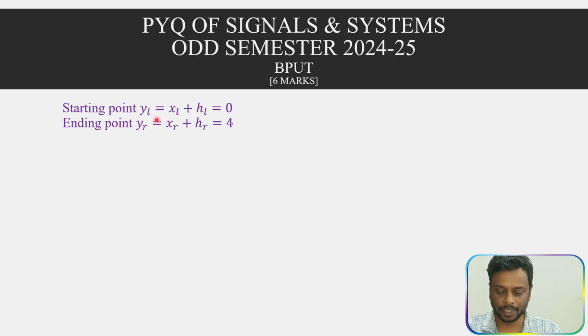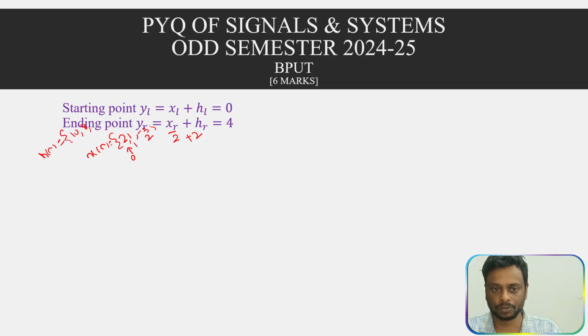Now the ending point, which is on the right side. So it is 2 plus 2, because x of n equal to 2, 1 and minus 3, starting from n equal to 0, then 1 and 2. Also h of n is 10, 8 and 2, starting at n equal to 0, then n equal to 1, then 2. So this is the right end of x and the right end of h, and all are 2. So 2 plus 2 will be 4.